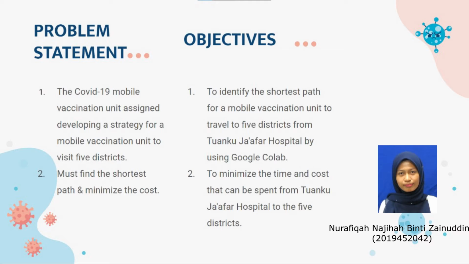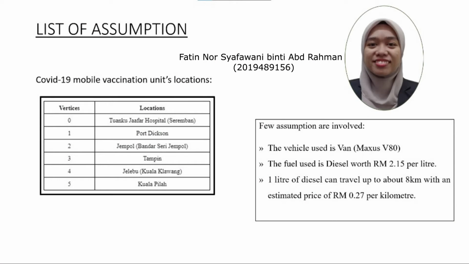For the objectives, first, to identify the shortest path for a mobile vaccination unit to travel to 5 districts from Tuanku Jaafar Hospital by using Google Colab. Second, to minimize the time and cost that can be spent from Tuanku Jaafar Hospital to the 5 districts, which are Port Dickson, Jempol, Jelebu, Kuala Pilah, and Tampin. List of assumptions.